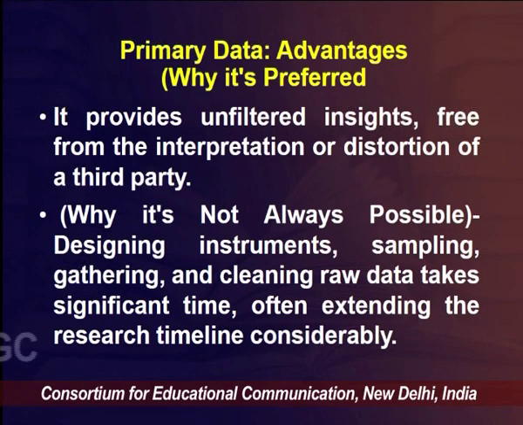Why is it not always possible? So, it is not convenient to collect primary data every time. What are the reasons why it is not possible? The first one is designing the instrument, sampling, gathering and cleaning raw data, which takes significant time, often extending the research timeline considerably. So, if there is limited time for your data collection, then it is time consuming to go and collect primary data. So, the researcher takes recourse to the secondary data.